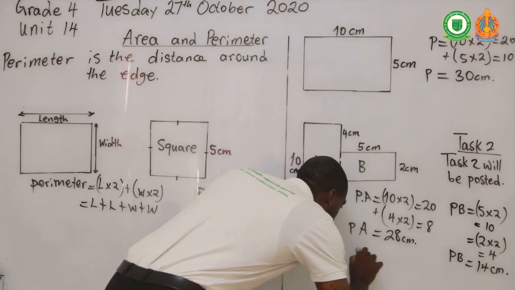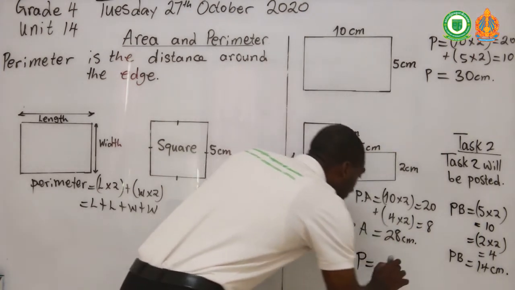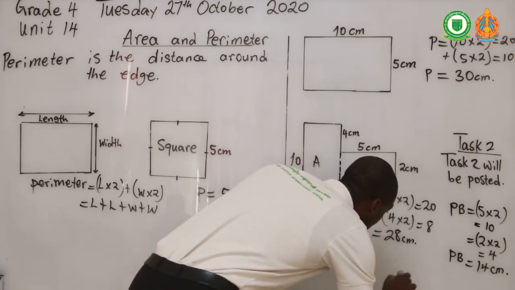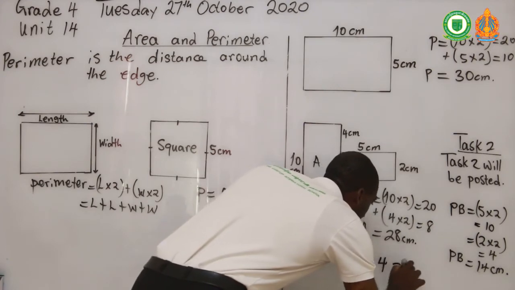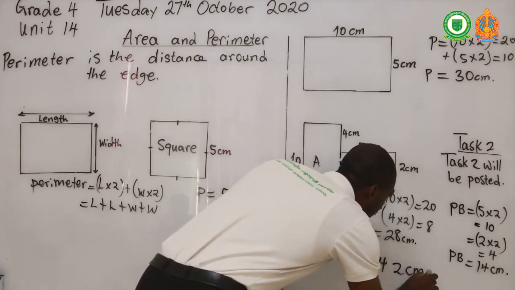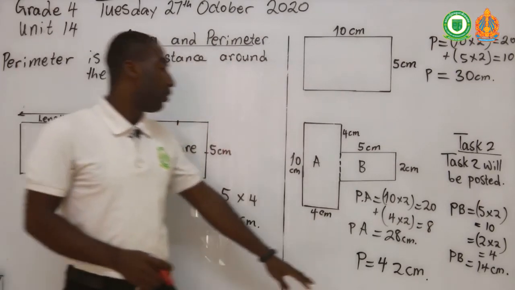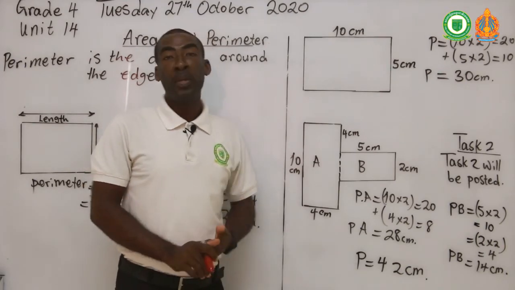So the total perimeter will be equal to, we're going to have 28 here and then 14, which gives us 42 centimeters. So we're going to have 42 centimeters for our total perimeter.